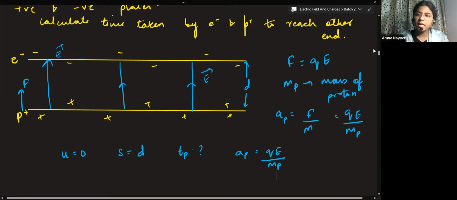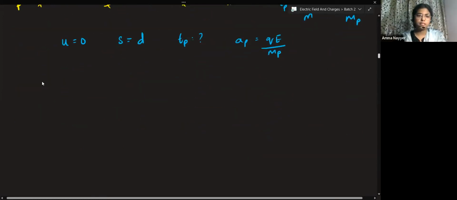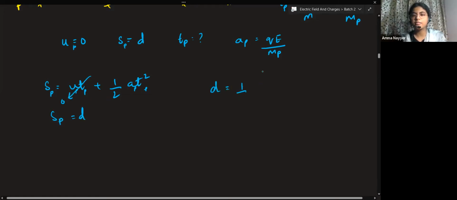Now if I apply the equation of motion, ut plus half at square, for the proton this will be up, tp, ap, tp. So what is this? This is 0, so this term will be 0. sp is given as small d. So small d will be equal to half a, a is qE by mp, times t square. tp square, which I do not know.